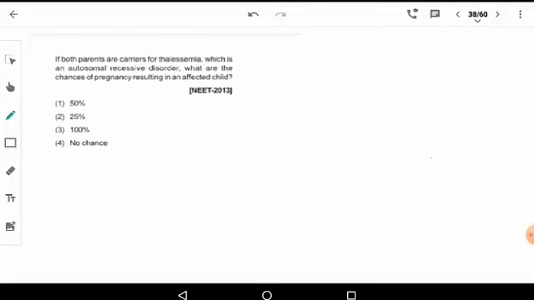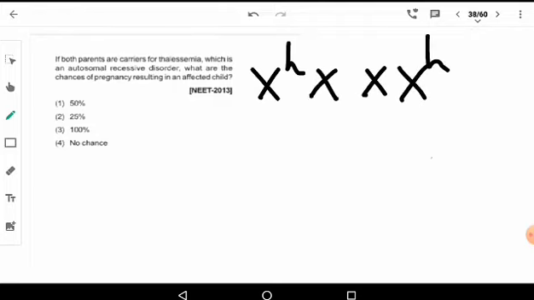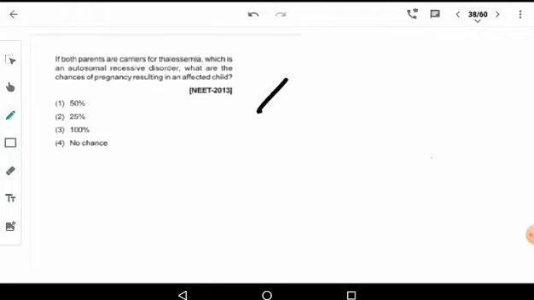If both the parents are carriers for thalassemia, which is an autosomal recessive disorder, what are the chances of a pregnancy resulting in an affected child? If both the parents are carriers, it is Aa with Aa because it is an autosomal disorder. It is not a sex-linked disorder. So let us take it as autosomes, A and a, Aa with Aa.